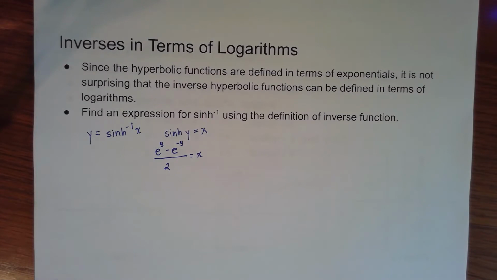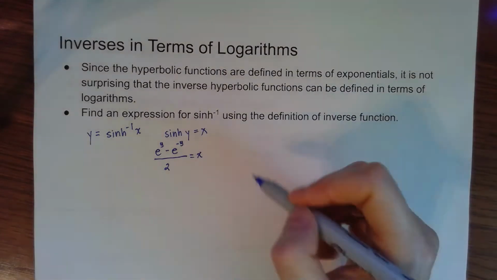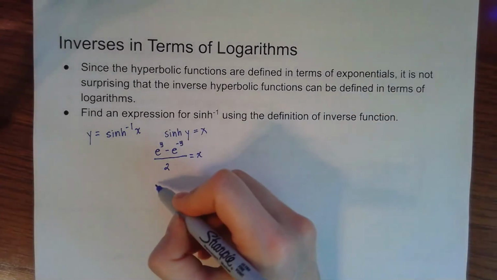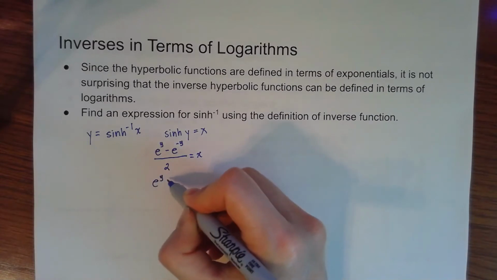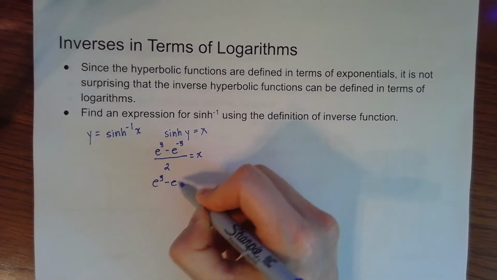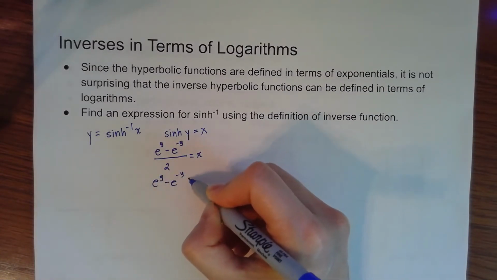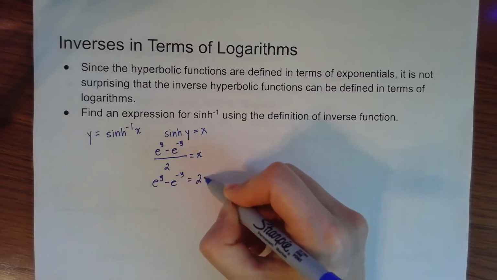Okay, and so now we just need to come up with an expression for it, basically to solve for whatever y is. So to solve for y, we'll multiply both sides by 2. We get e to the y minus e to the negative y equals 2x.